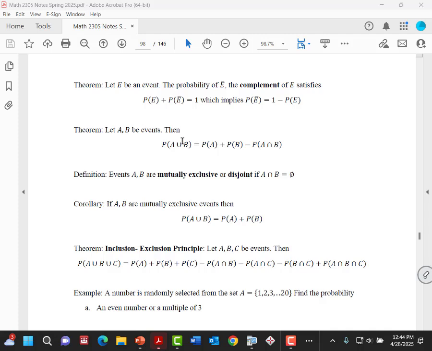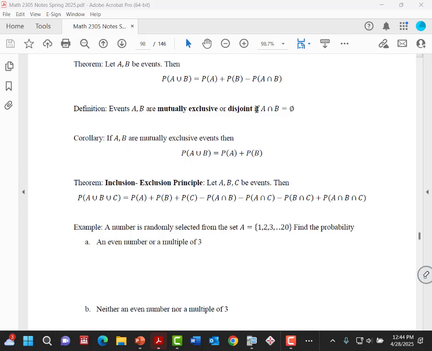A couple of theorems right here. The probability of A or B, or A union B, is the probability of A plus the probability of B minus the probability of A and B. Okay, this should look similar to a theorem or an idea that we discussed back when we were introducing sets.